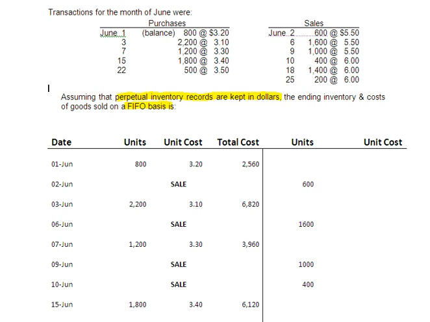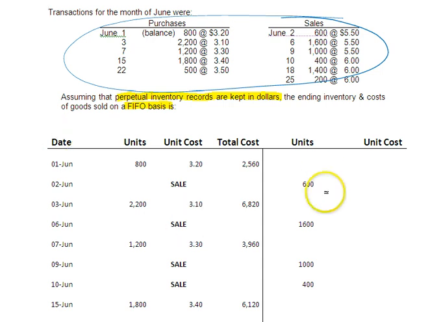Now, this information up here at the top is the type of thing you will see in a homework or exam problem. And what I've done down here is create a table to help me answer these things. You might want to take a second and write out this table if you'd like. Because this is perpetual inventory, I have basically made a T account. And that's what perpetual inventory does. It tracks all of the ins and outs of inventory.